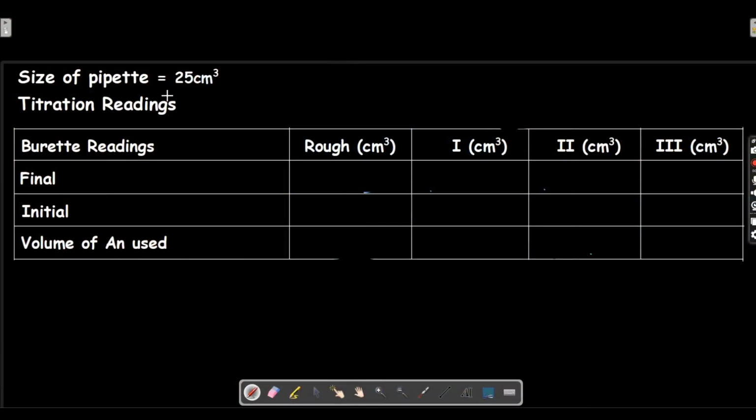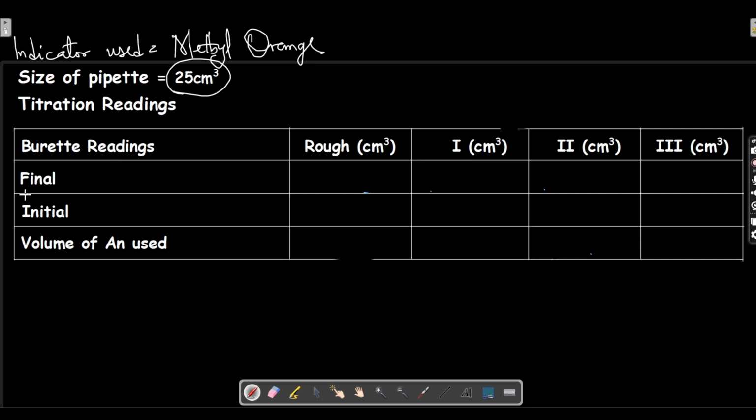So we'll go back to recording our readings. First, you start by stating the indicator used, which is our methyl orange, and then the size of pipette. Ensure you indicate this, which is 25 cm cube, and then this is your burette reading. All right, initial means where you started from. We started from 0.00. I started from 0.00 all through the titration, though you can continue from where you stopped and ensure you indicate the initial reading here.